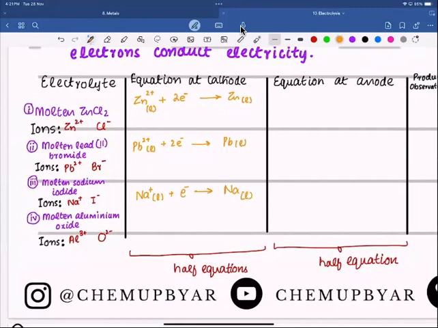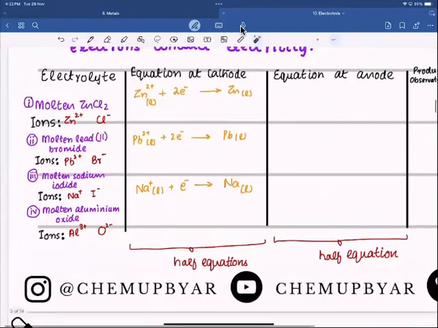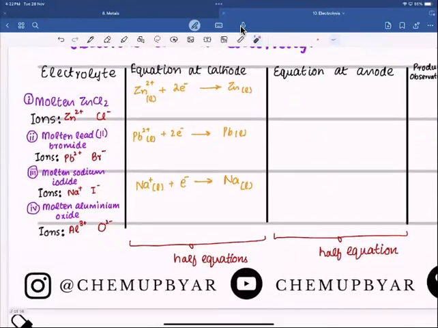Sir, the equation at the cathode is for positive ions. Yeah, because the cathode is negative. See, the cathode electrode is negative, and at the cathode, cations, the positive ions, are attracted. So if I perform the electrolysis of molten zinc chloride, what will happen at the cathode? If I perform the electrolysis of molten lead bromide, what will happen at the cathode? Clear? Okay.